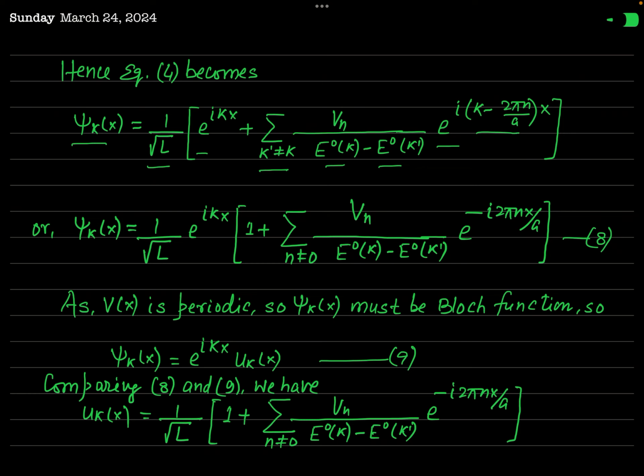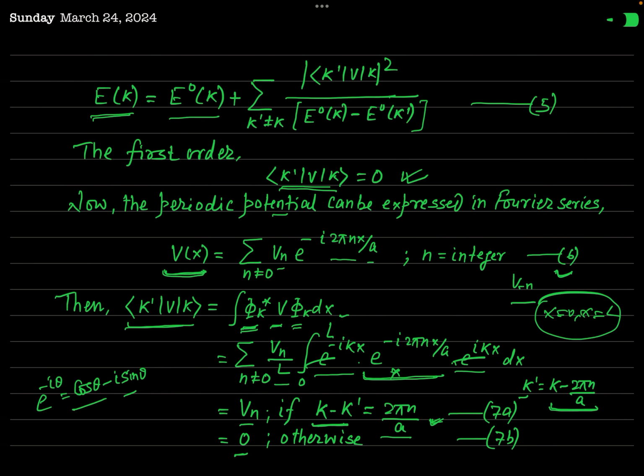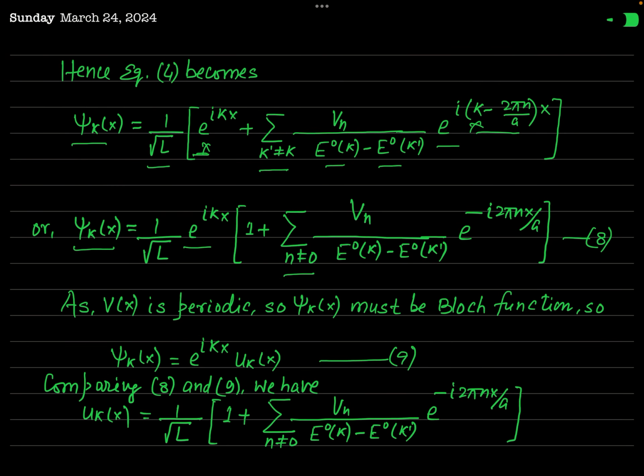And so finally we get that this eigenfunction psi k of x of the electron is 1 over root L e to the power i k x. You can take this e to the power i k x as a common factor. The remaining term is 1 plus summation n not equal to 0, because when n is equal to 0, k minus k dashed will be 0, and in that condition this result will be 0. So we will sum up this term when n is not 0, but n has all other integral values like 1, 2, 3, 4 and so on. So this is summation n not equal to 0 Vn over epsilon naught k minus epsilon naught k dashed times e to the power minus i 2 pi n x over a.